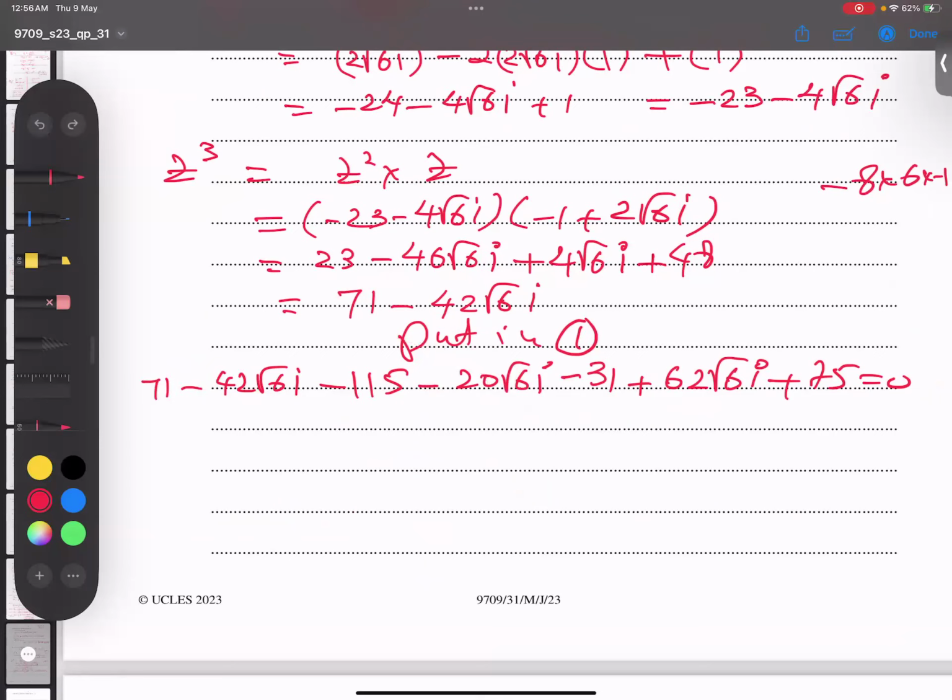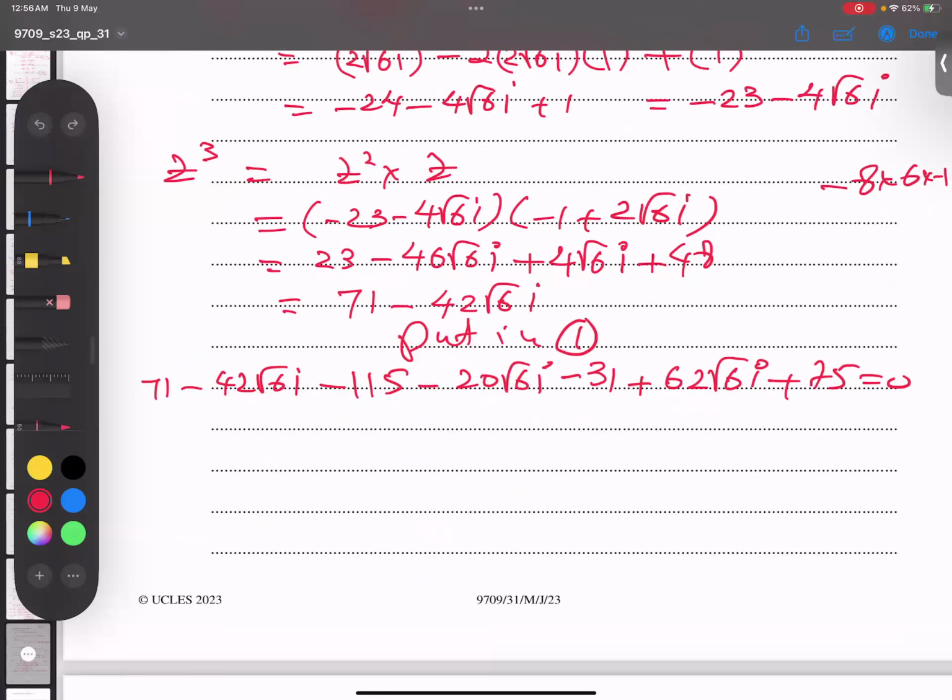And now check these numbers. I will just calculate and type in the calculator. So 71 minus 115 minus 31 and plus 75, and it also comes 0. So 0 is equal to 0. So we can say that what the question was, negative 1 plus 2 root of 6 iota is a root of P of Z equal to 0.